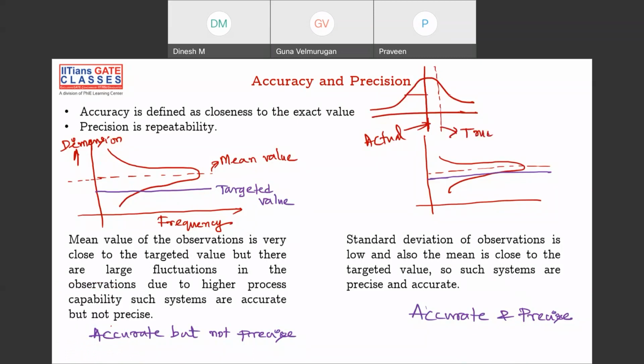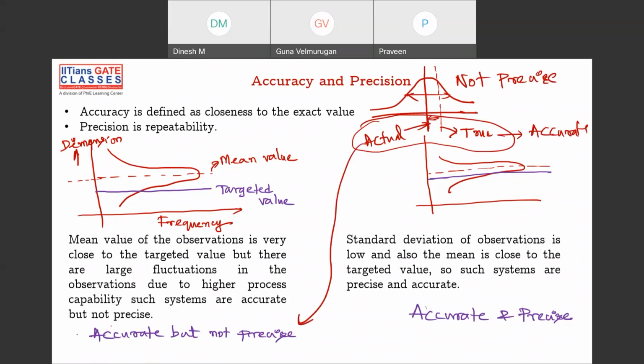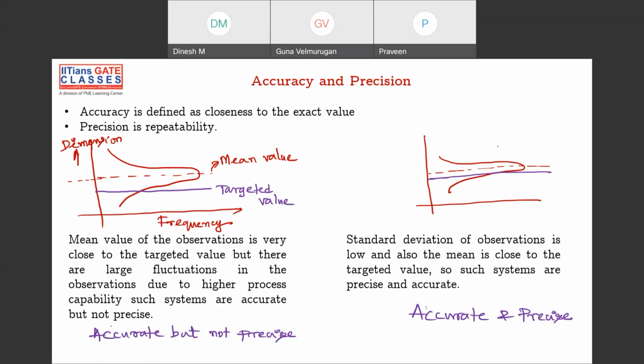As the spread is more, it means that it's not precise, right? It is not precise, and as the actual value and true value are very near, hence it is accurate, right? That is this diagram. And if you see the next diagram, the spread is less and both are very near. That's the reason why it is accurate and precise.